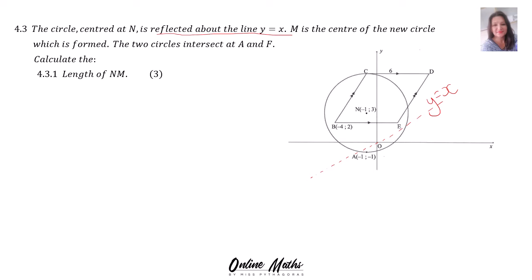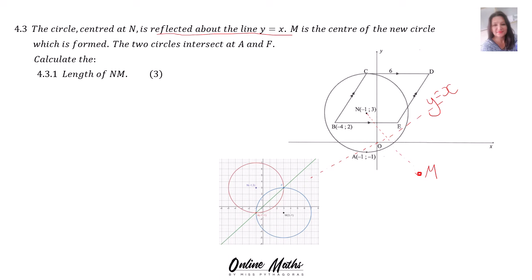So what happened was, about that line there was a reflection of a circle, and there's a new point, the point M, which is the midpoint of the reflected circle. Now I have a little drawing for you here which clearly shows this. The red circle was the original circle, the blue circle is the reflected circle, and the green line is the line y = x. And what we are looking for is the distance NM.